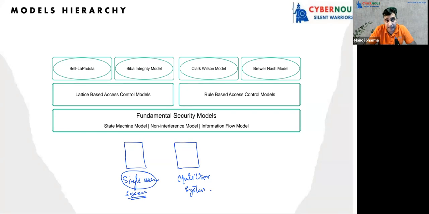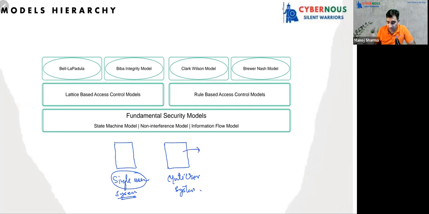The complication happens when one single machine is being used by multiple users, and it comes down to what somebody can access versus what they cannot access. So those kinds of systems where multiple users are on the same system are called multi-user systems or multi-user machines. Okay.